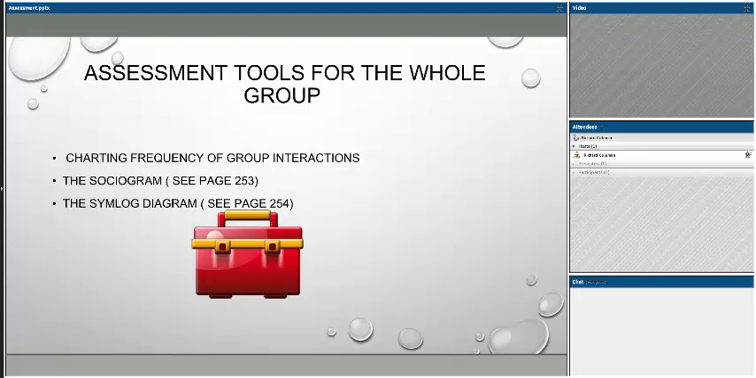A sociogram, and you can find a picture of that on page 253, really looks at this whole dynamic of how the communication actually flows, who's talking, who's responding, what kind of temperaments are there in the room, as well as the SYMLOG diagram as well. It's another tool that we use to look at group progress as it moves forward. So these are some tools that you can utilize as you're thinking about moving forward with looking at your group and what needs to happen there.